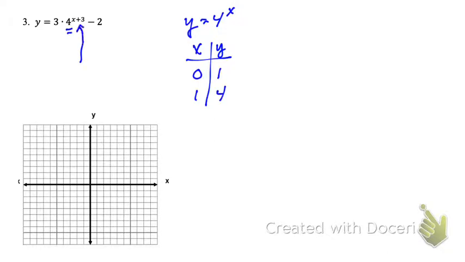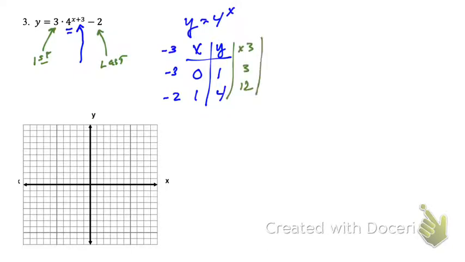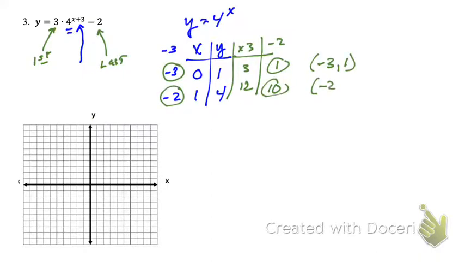In my exponent by that x, it says plus 3. That means I subtract 3 from my x's. Get negative 3 and negative 2. There are 2 things here we got to do to our y. Times by 3 and subtract by 2. Remember, you do the times by 3 first and that minus 2 last. So we'll times our y's by 3, get 3 and 12. Then we'll turn right around and we will subtract 2 from those and get 1 and 10. So the points we graph are (-3, 1) and (-2, 10).